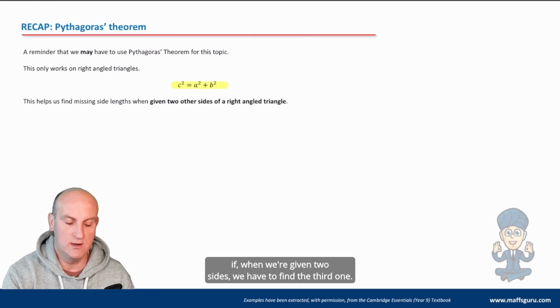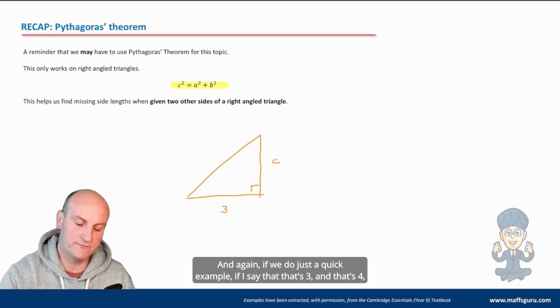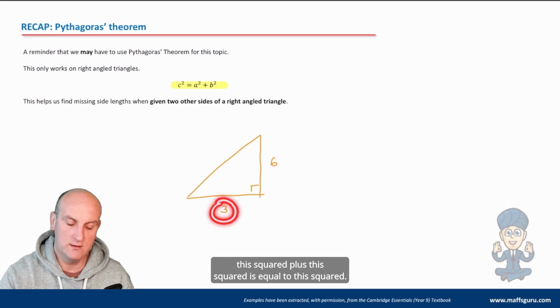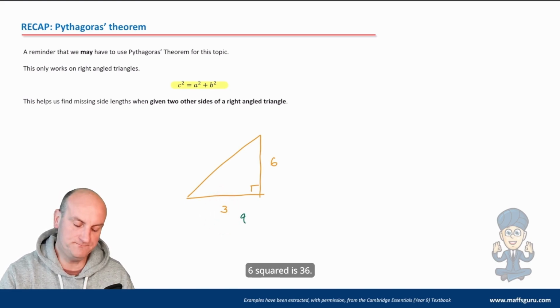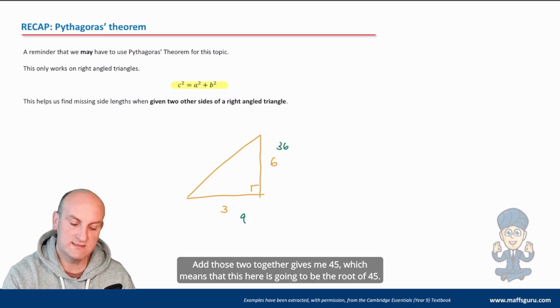Right, Pythagoras' theorem, we know that we're probably going to need to use this when we're given two sides and we have to find the third one. And again, if we do just a quick example, if I say that that's 3 and that's 6, the easiest way to do this is we know that when you use Pythagoras' theorem, this squared plus this squared is equal to this squared. So what I tend to do is go 3 squared is 9, and I write it down, 9. 6 squared is 36. Add those two together gives me 45, which means that this here is going to be the root of 45.